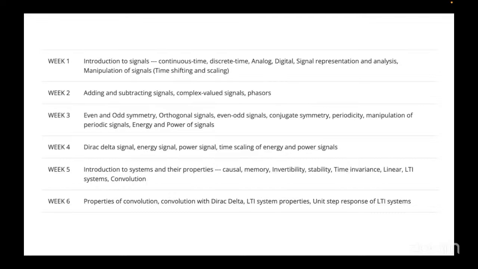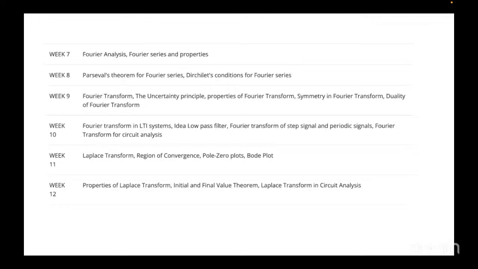Then we'll start off with the convolution operation, and then we'll be dealing with LTI systems, linear and time invariant systems. Mostly in the coming courses, you'll be learning about LTI systems only. So we'll be talking about LTI systems till week 6 or 7. Then we'll start off with the Fourier series. A little bit you would have already learned in maths too, and then again we'll be learning about Fourier analysis, the Fourier series and its properties over the coming 2-3 weeks.